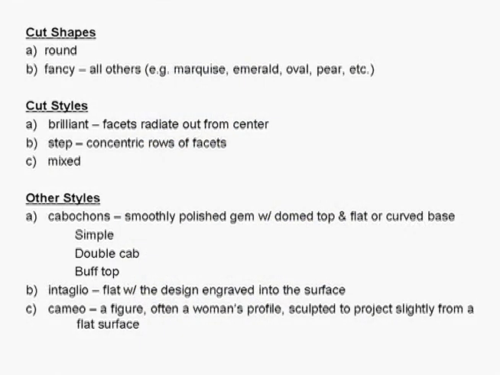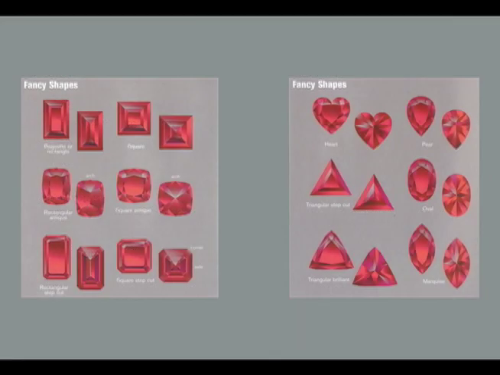How about the cut shapes? Well, we basically have the round shape and the fancy shape, all the other shapes other than round. So here we have all different shapes. These are all fancy shapes. Baguette, square, square antique, square step, heart, pear, oval, marquise, all those there. So you can see you have all different shapes.